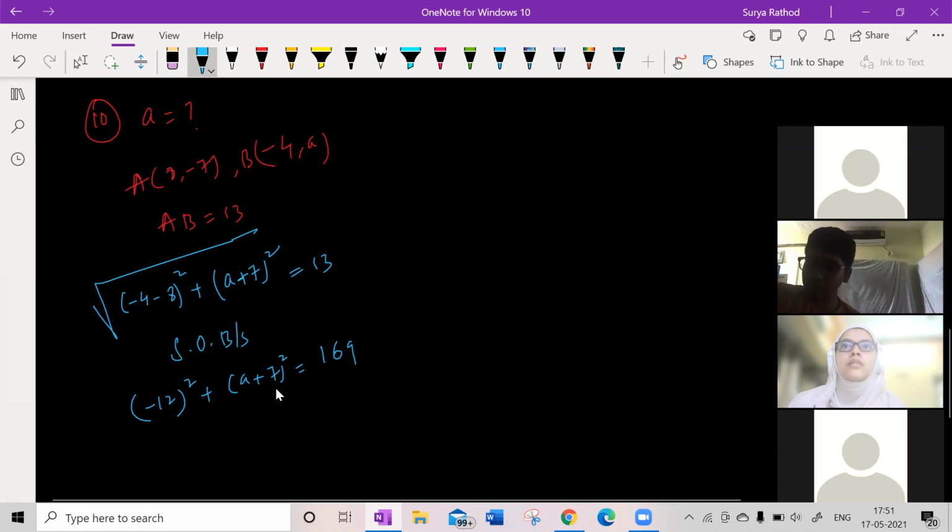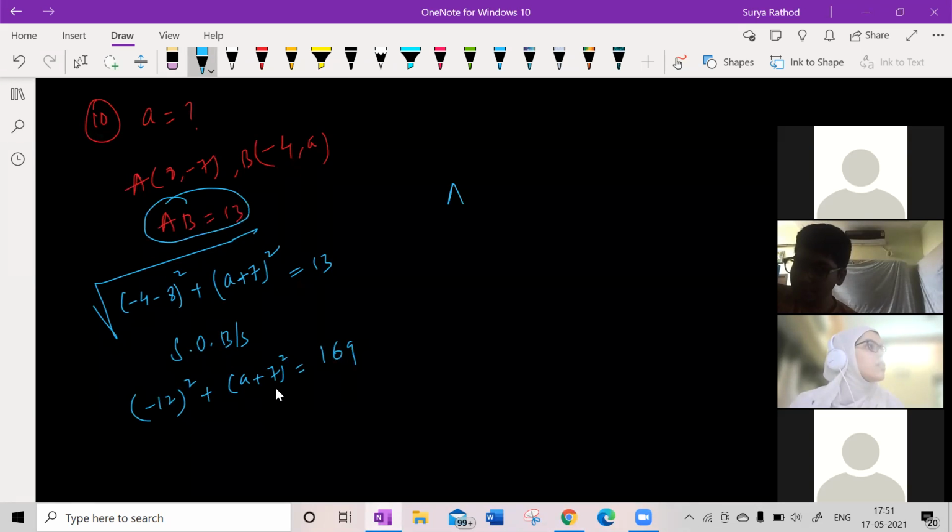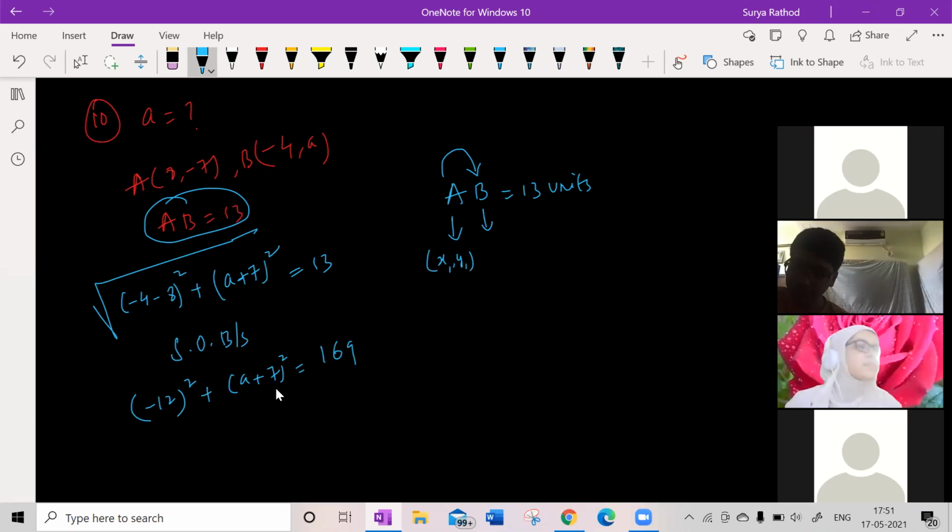Here, whatever the point is starting, he is talking about AB, right? Point A to B. The distance from A to B is given as 13 units. So coordinates of A is going to be x1, y1. Whatever the point is first point, that can be x1, y1, and the second point can be x2, y2. Clear?